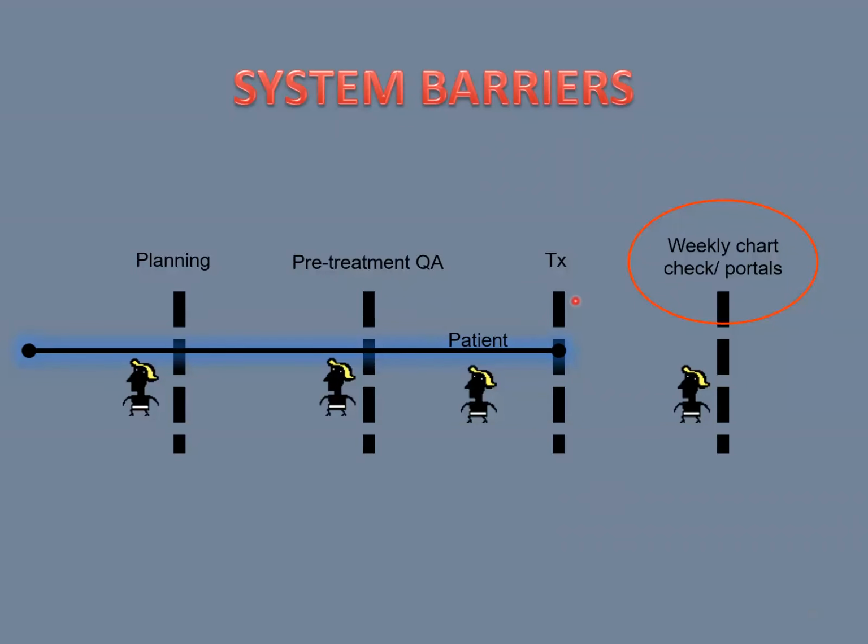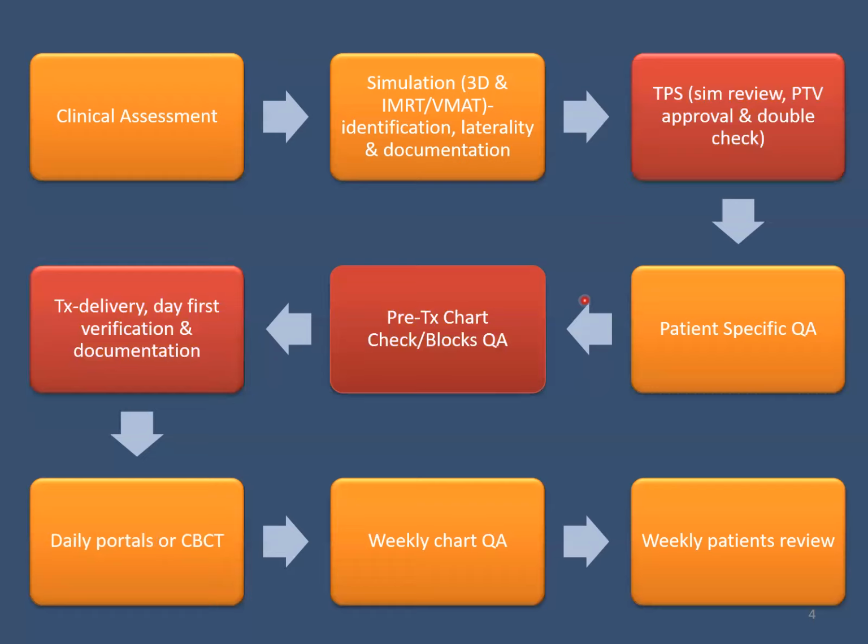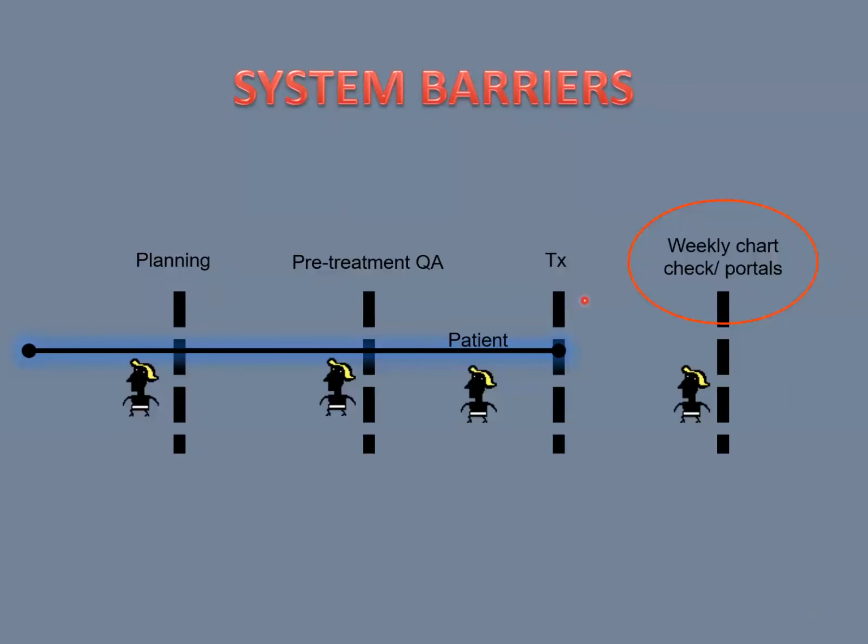These are the system barriers, of course, the red highlighted. So how do these barriers work? The first barrier is planning. Whatever mistakes are made on the SIM side, CT side, or in the PTV or volumes, the planner can detect those errors.